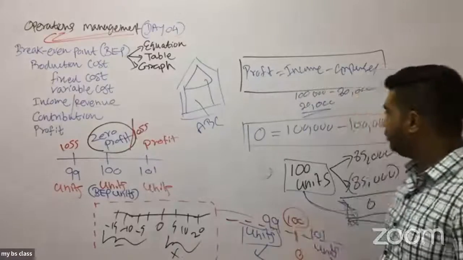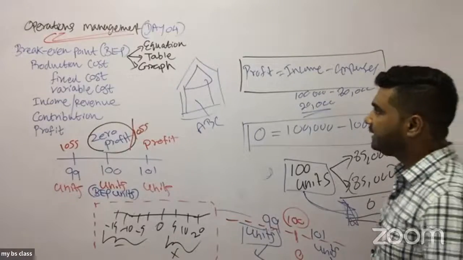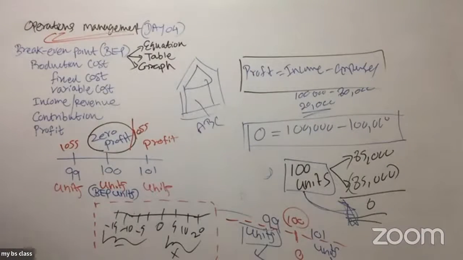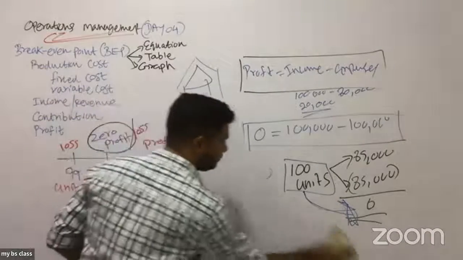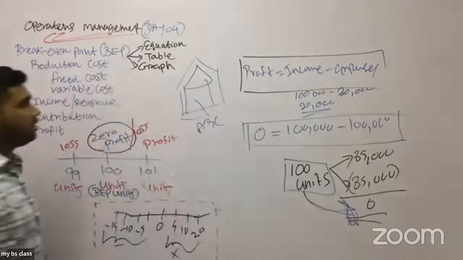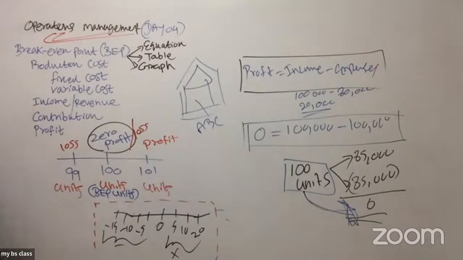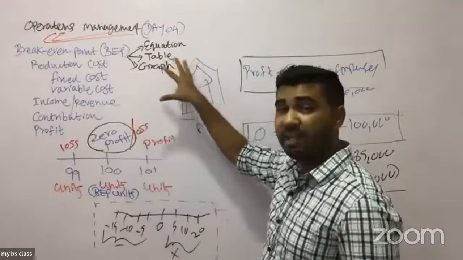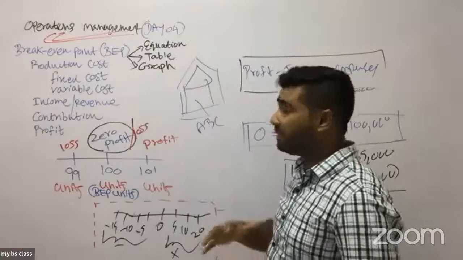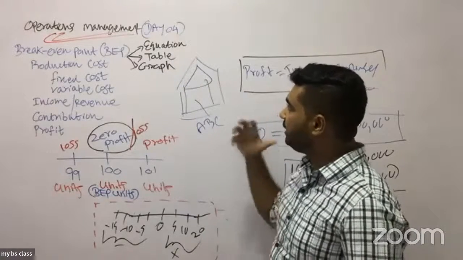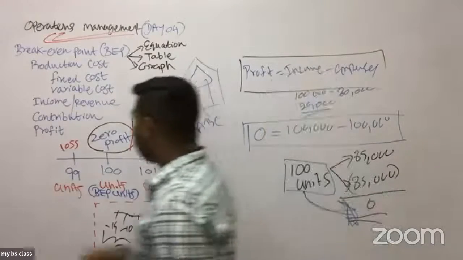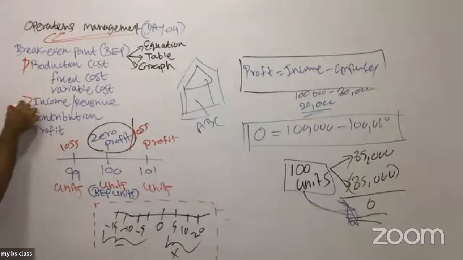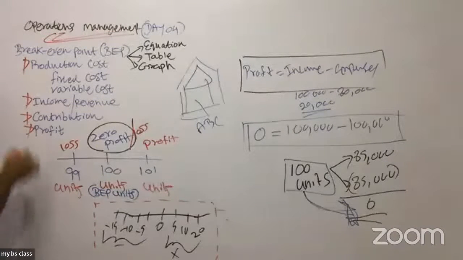So what I want you to do is, can we come up with today's plan? Take a short notebook and write the day plan. So here's our day plan, break-even point. There are three ways you can calculate or present a break-even point: equation, table, and graph. And additional subtopics that we'll be studying under this one: production cost, income or revenue, contribution, and profit.